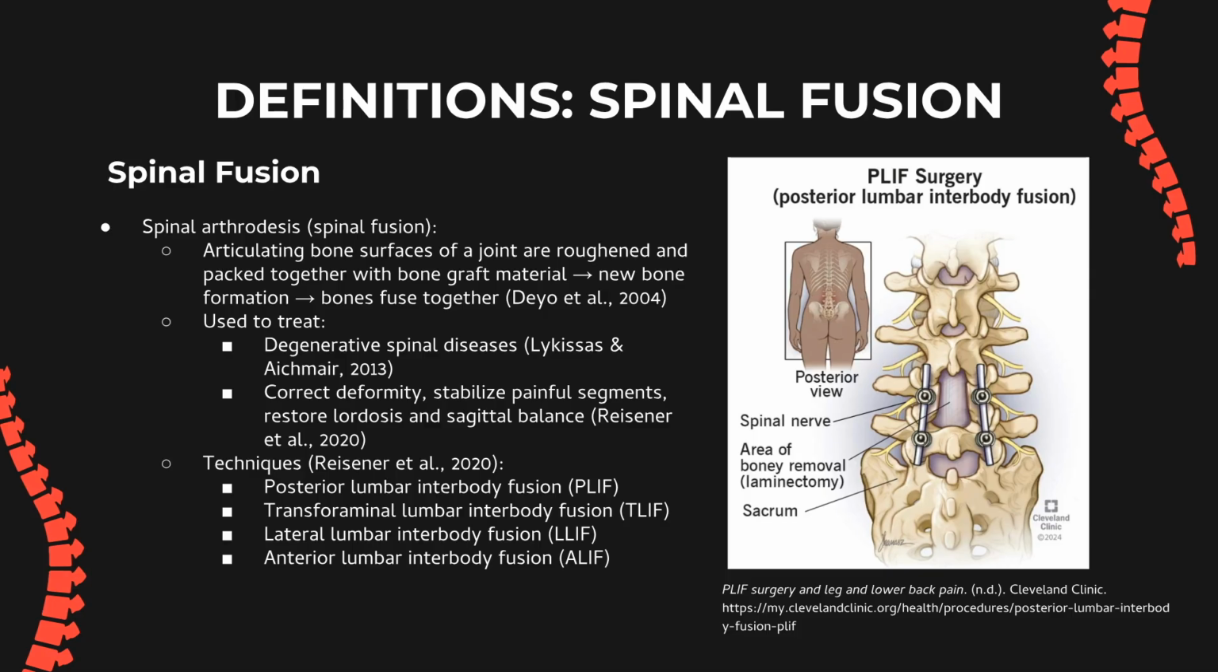Spinal fusion is used to treat degenerative spinal diseases, like degenerative disc disease, and to correct deformity, stabilize painful segments, and restore lordosis and sagittal balance. There are many spinal fusion surgical techniques done based on location and pathology. The most common are posterior lumbar interbody fusion, or PLIF, transforaminal lumbar interbody fusion, or TLIF, lateral lumbar interbody fusion, or LLIF, and anterior lumbar interbody fusion, or ALIF.